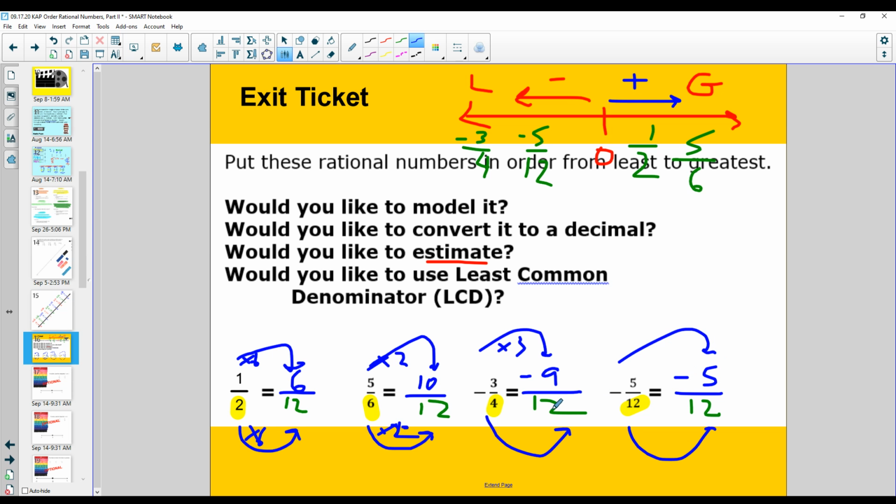Which one of these is the least of all? Negative 9 or negative 3, negative 9 is the farthest from 0. That's why negative 3/4 is the least. Then negative 5/12. And then which one's less? 6/12 or 10/12? 6/12, or 1/2, and then 10/12, or 5/6. And that's how you put rational numbers in order.